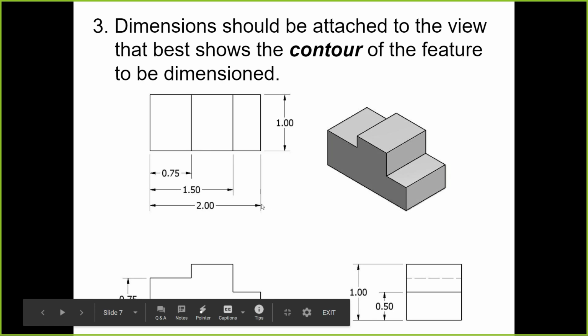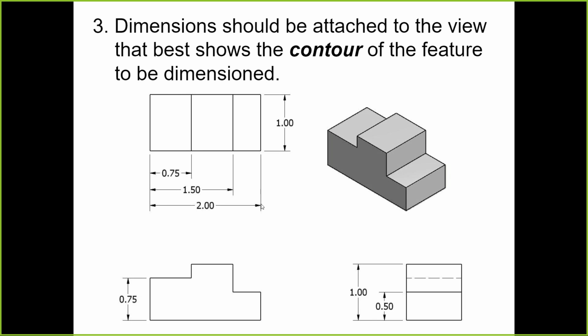3. Dimensions should be attached to the view that best shows the contour of that feature. Do you see this little bump right here? And this bump here, and this bump here? From the top view, you can hardly see them, right? You can hardly see them from the top view. The top view looks like a big rectangle with some lines on it. But you can clearly see these bumps.